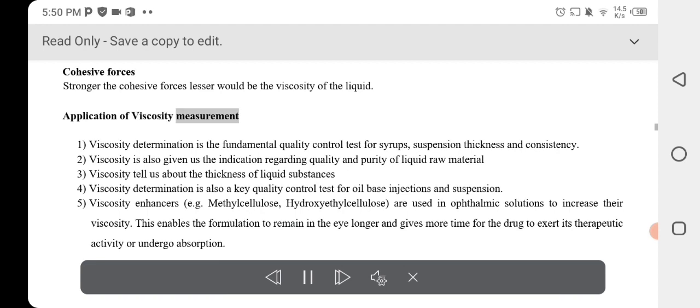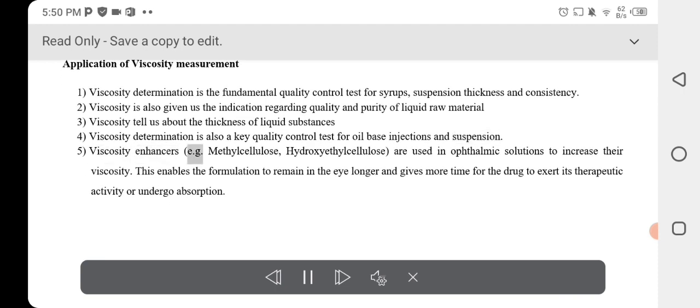Application of viscosity measurement. Viscosity determination is the fundamental quality control test for syrups, suspension thickness, and consistency. Viscosity also gives us an indication regarding the quality and purity of liquid raw material. Viscosity tells us about the thickness of liquid substances. Viscosity determination is also a key quality control test for oil-based injections and suspensions.